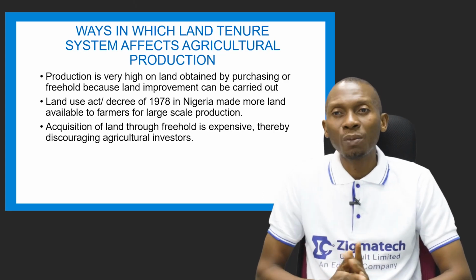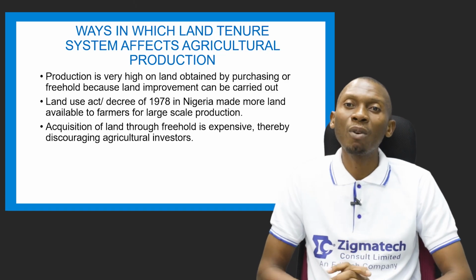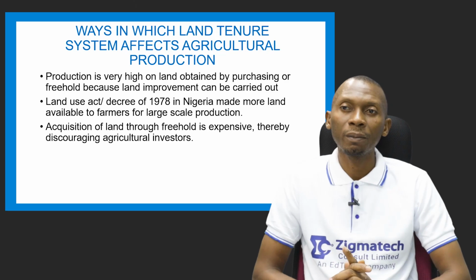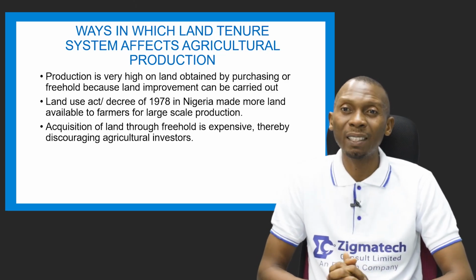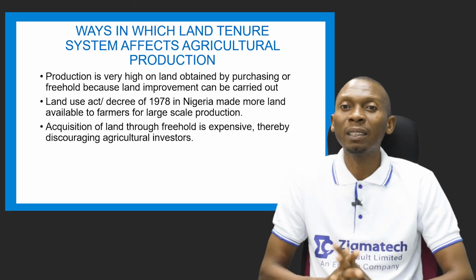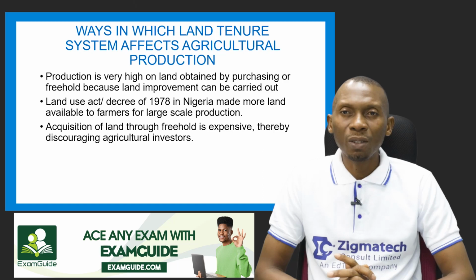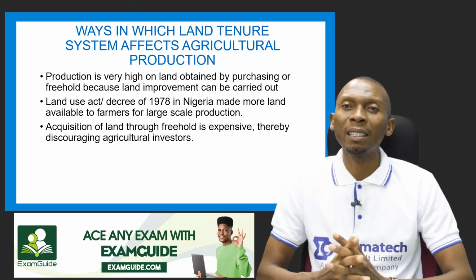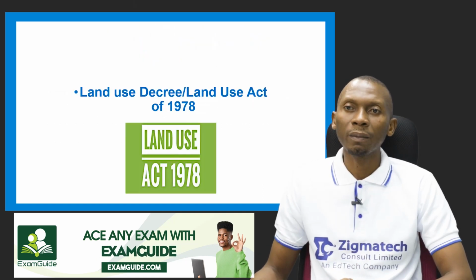The Land Use Act, which is also called the Land Use Decree of 1978, has also helped to make more land available to farmers for large-scale production. Now, the acquisition of land through the freehold is usually expensive, and as a result of this can discourage agricultural investors. So we have just looked generally at how the various land tenure systems affect agricultural production.